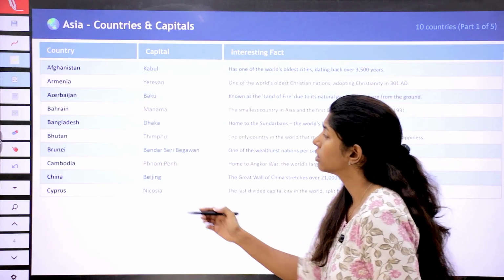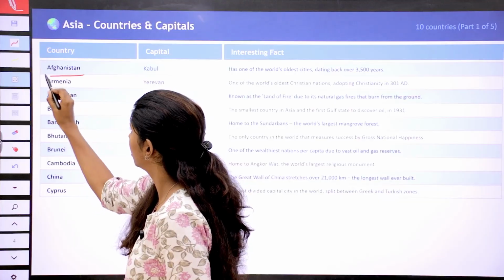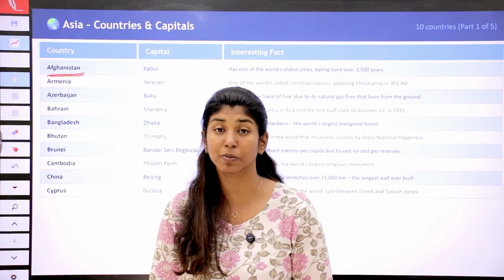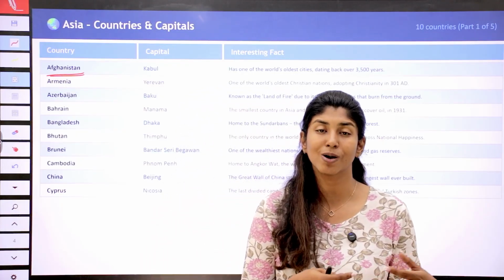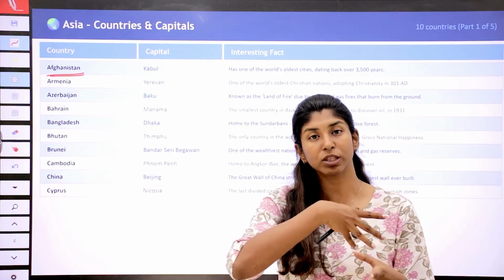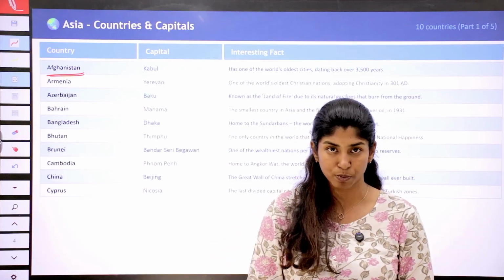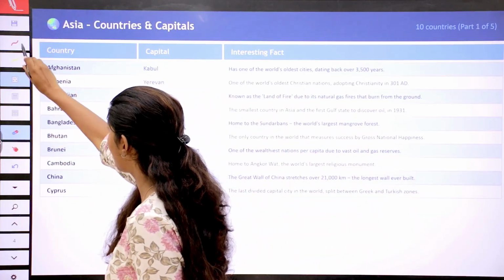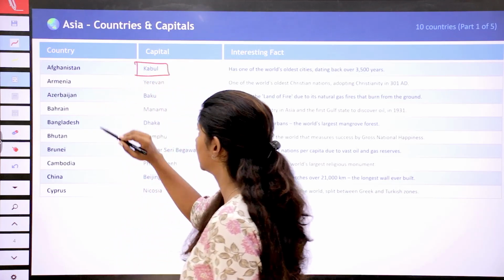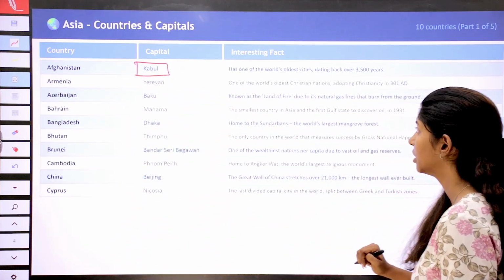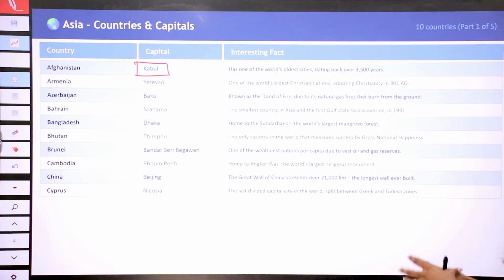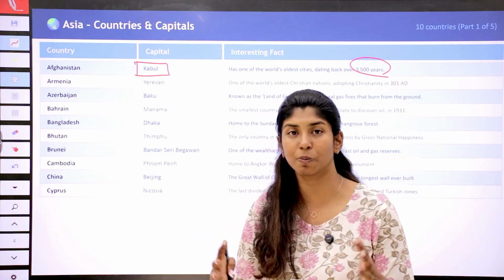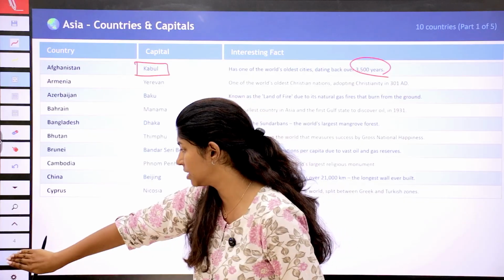Okay. Now, Afghanistan. We know about Afghanistan because recently you would have seen in newspapers about Taliban and how the US came in to protect, and then when the US withdrew its troops, Taliban once again came to power and they are ruling Afghanistan. The capital of Afghanistan is Kabul. Afghanistan has one of the world's oldest cities, 3,500 years back. Now, in the map, we'll see Afghanistan.